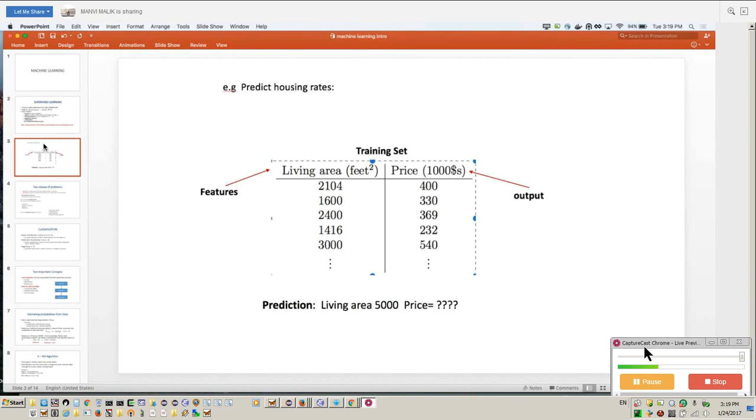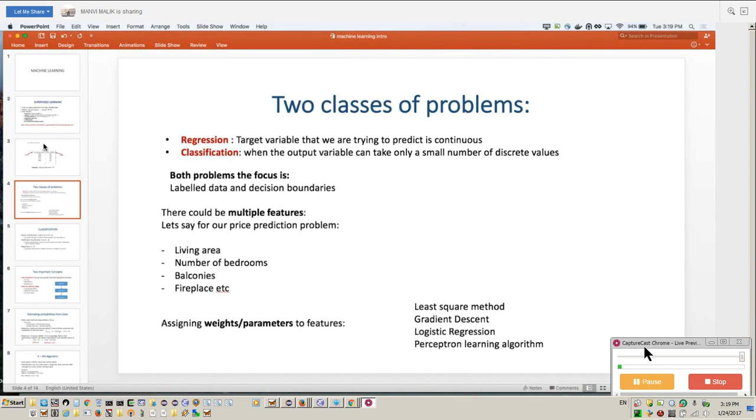And as I said, this is your example. This is the living area, in square feet. This is your feature. This is the price. This is your output. And this basically is your training set. Your prediction should tell what the price should be for a 5,000 square feet area.